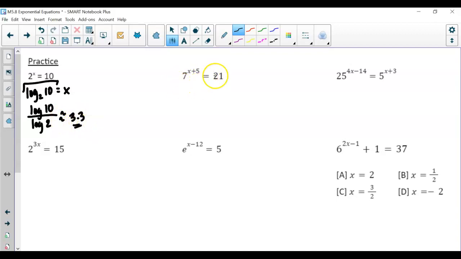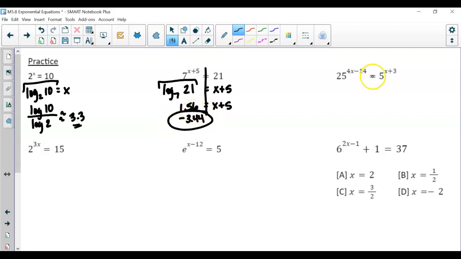So then here again, exponential is by itself, write it as a log. So this is log base 7 of 21 is equal to x plus 5. So now here again, change of base. Now putting this in, you get about 1.56 is equal to x plus 5. Subtract 5, you get negative 3.44.